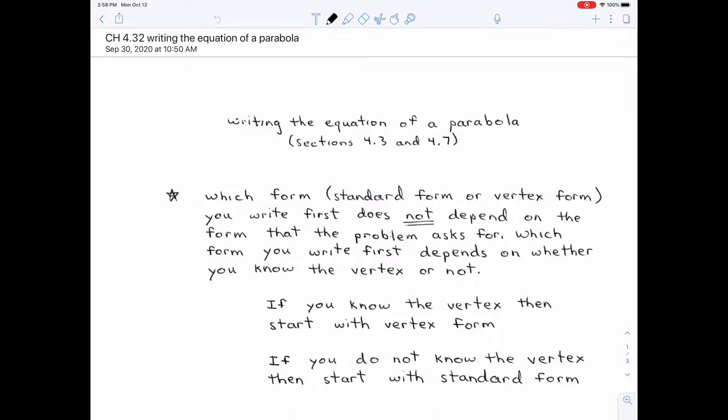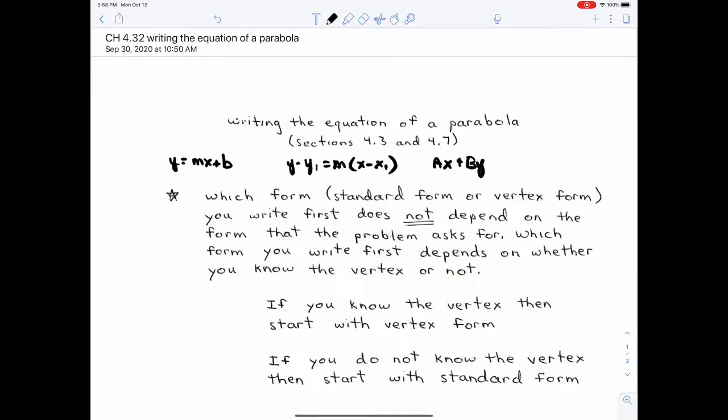And I'm going to write some stuff down here. Don't write it down, just listen. So what happened with a line? Now, I'm not talking about parabolas here. I'm going to go back to lines. We had slope-intercept form. We had point-slope form. And we had standard form.